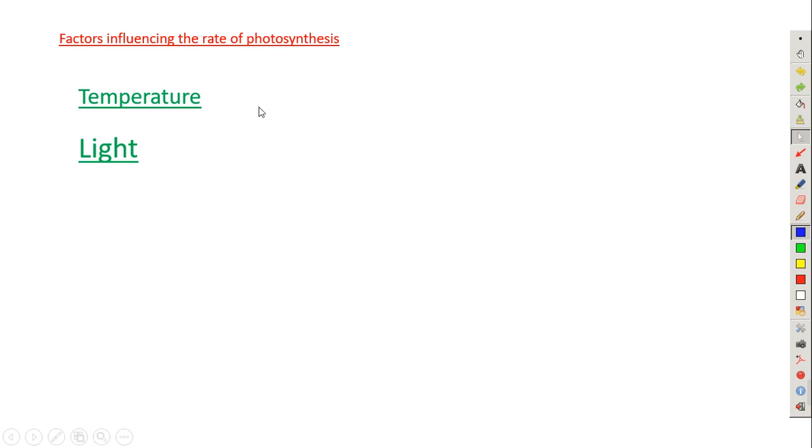Second thing, light. The energy for photosynthesis comes from light. So if there's no light, there is no photosynthesis. And if you increase the light intensity, you can see that photosynthesis increases.